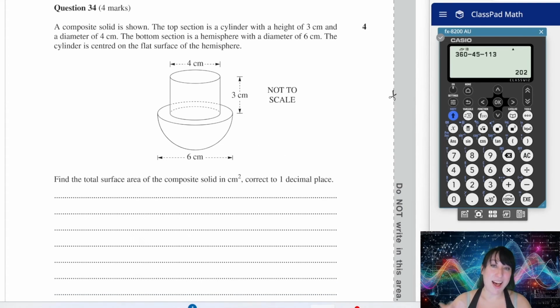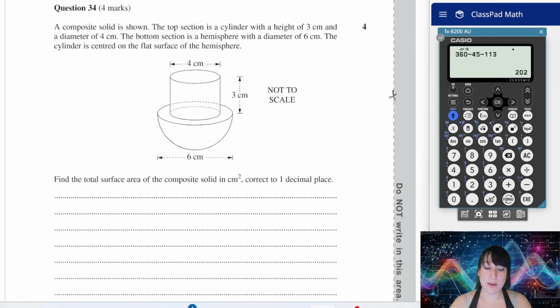Question 34, another 4-mark question. So again, there's going to be a bit of working out to do here. A composite solid is shown. The top section is a cylinder with a height of 3 centimeters and a diameter of 4 centimeters. The bottom section is a hemisphere with a diameter of 6 centimeters. The cylinder is centered on the flat surface of the hemisphere. Find the total surface area of the composite solid in square centimeters correct to 1 decimal place.